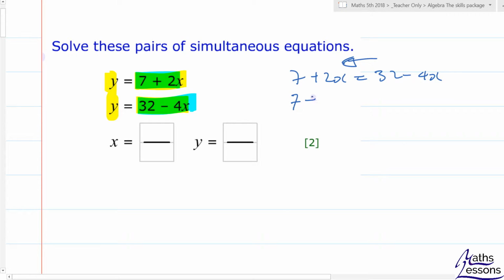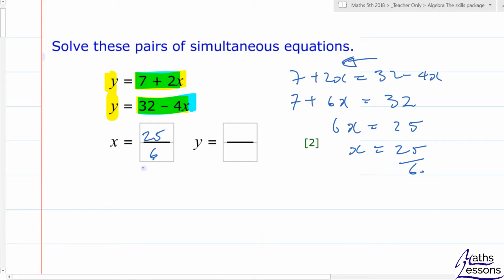So I'm going to add the 4x because I've got minus 4x onto 2x. So I'm going to get 6x. Adding 4x on this side, I get 6x. Adding 4x onto this side, I get 32. Take 7 away from both sides. 6x. Take off the 7, just leaves me 6x. Take off the 7, leaves me 25. And that's not looking very nice. Have I made a mistake? 32 minus 4x, 7 plus 2x. Well, no, they've got fractional answers here, so let's keep going. So we get x equals 25 over 6. That's a bit yucky.